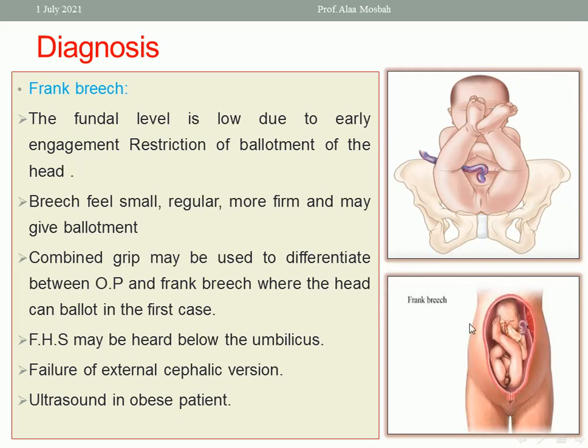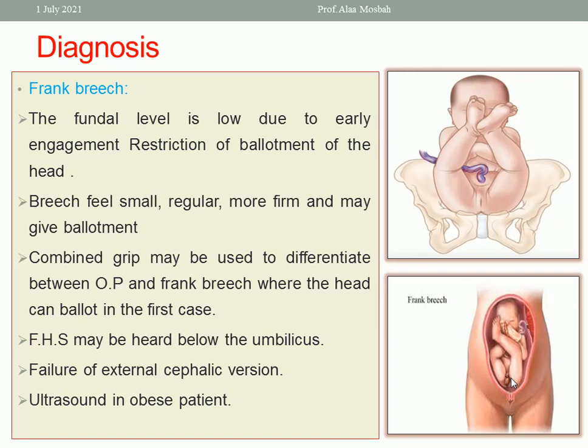Breech feels small, as in this picture, regular, more firm, and they may give ballottement. Combined grip may be used to differentiate between occipito-posterior and frank breech, where the head can ballott in the first case. Fetal heart sound can be heard below the umbilicus.